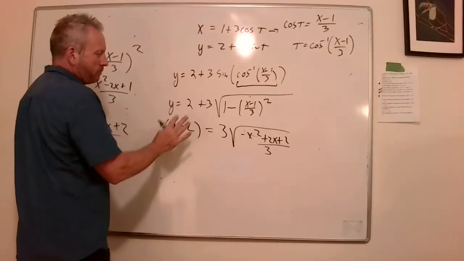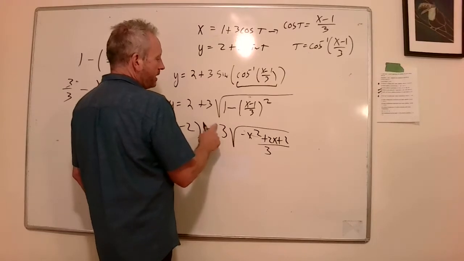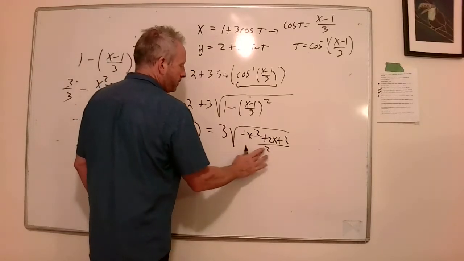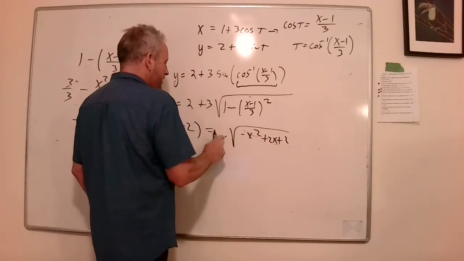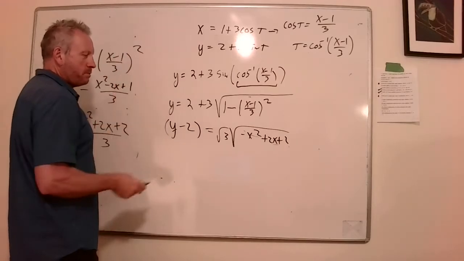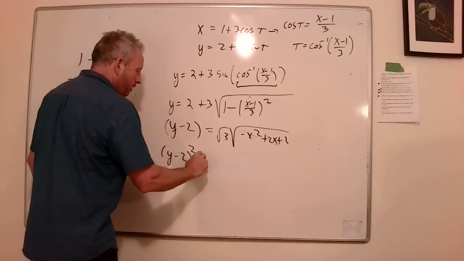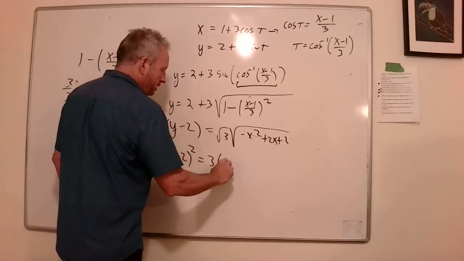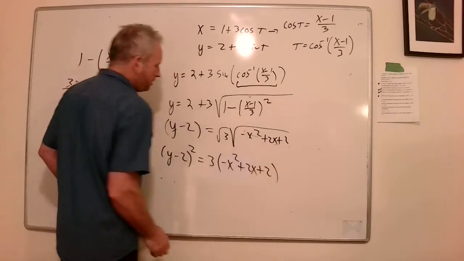I can have a little fun with the square roots if I want. You can factor out a square root of 3 and then do a little cancellation here. So if you allow me to do this, we get this. Okay, let's square both sides and get rid of all these pesky, annoying square roots. And we get y minus 2 squared equals 3 times negative x squared plus 2x plus 2.